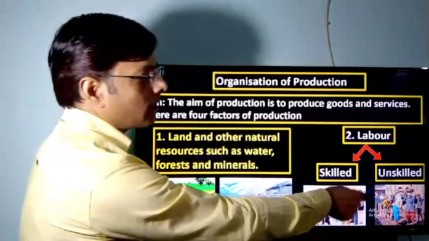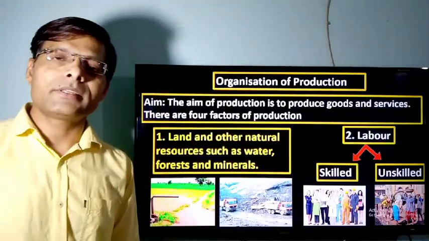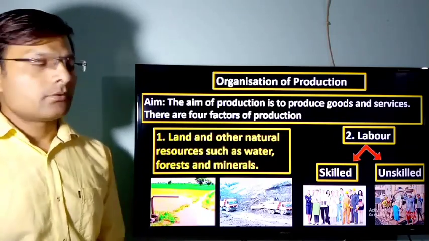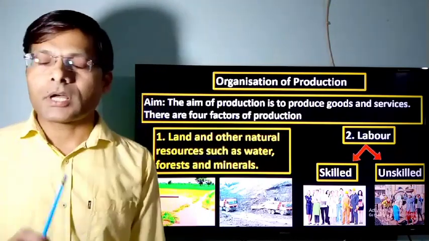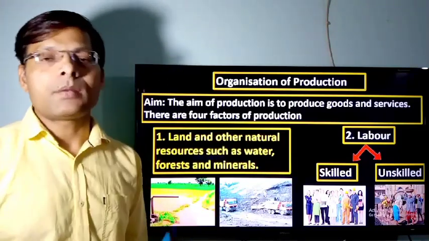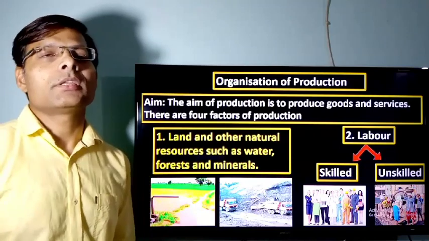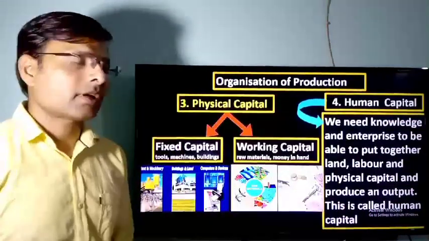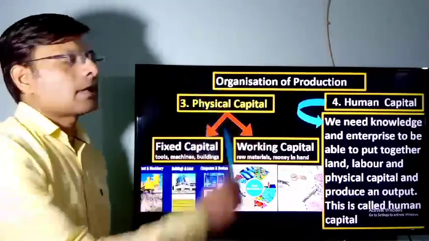Now we'll talk about unskilled. In the unskilled, the laborers come, daily wage laborers come. These are doing hard labor to perform some activity, helping in different activities or in different production processes. The next factor of production is physical capital.